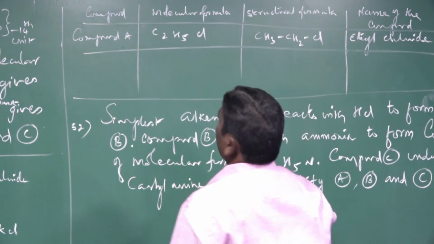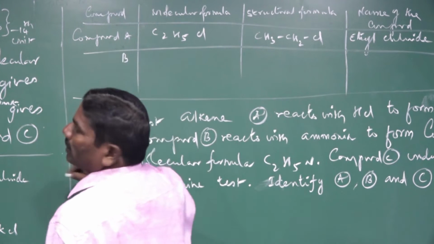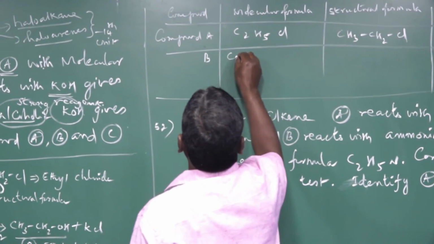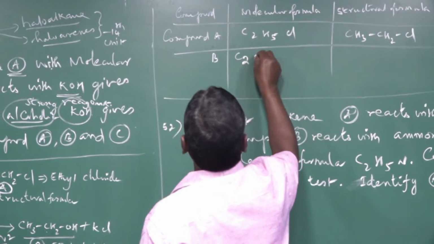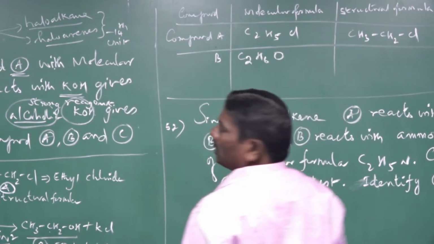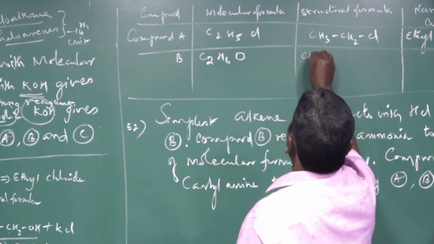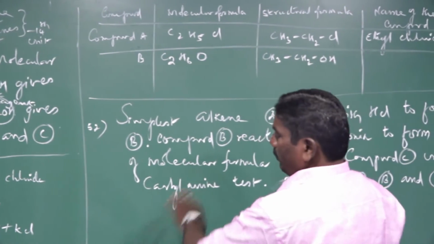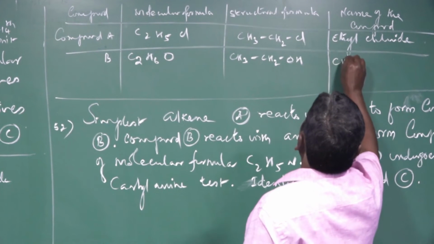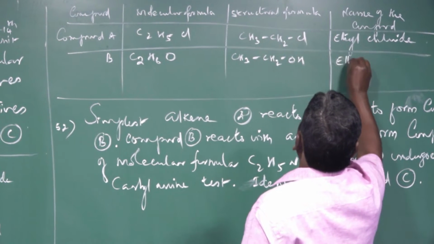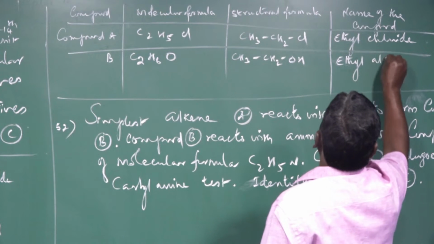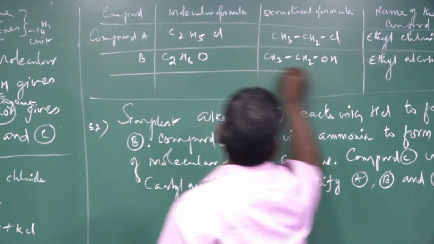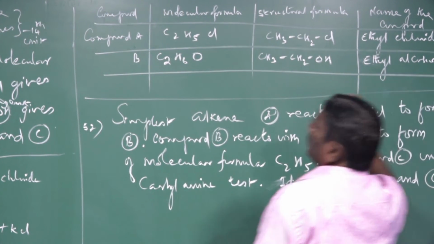Next we are going to see compound B. Now compound B is nothing but the structure you see here. Its molecular formula is C2H6O. The structural formula we can write is CH3CH2OH. What's the name for this compound? You know that, that is ethyl alcohol.